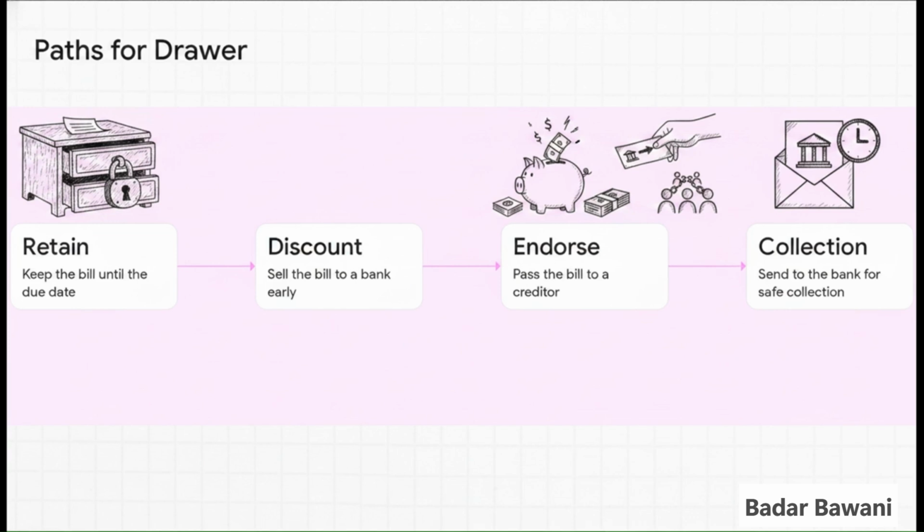Path 2, maybe you need cash right now. You can actually discount it with your bank, which essentially means you're selling the bill to the bank early for just slightly less than its full value. Path 3, let's say you owe someone else money, so you endorse the bill, passing it along to your own creditor, basically like it's currency. Or path 4, you simply send it over to your bank for safe collection, letting them handle all the annoying paperwork on the due date.